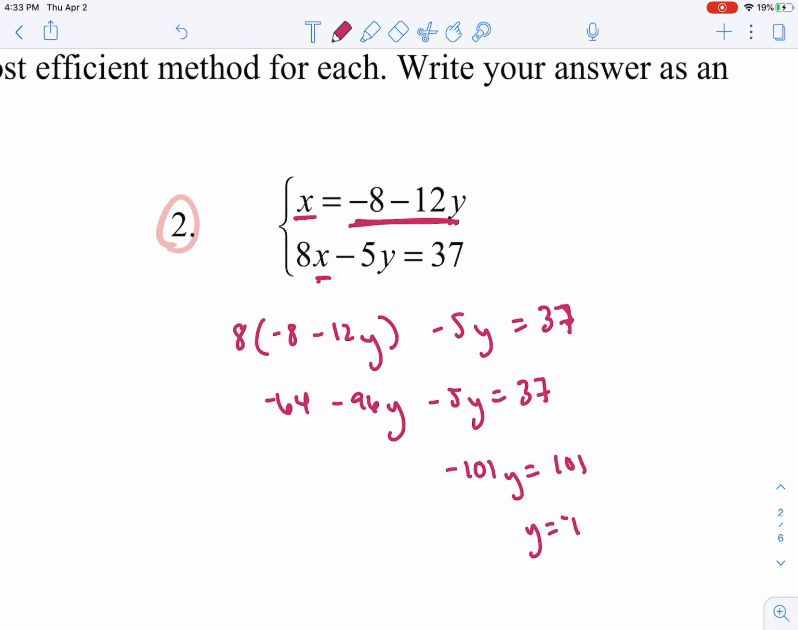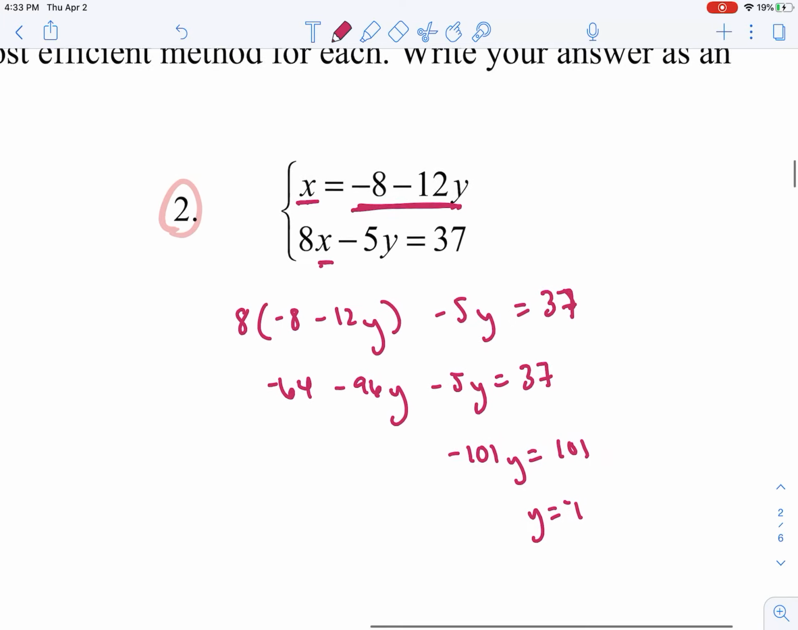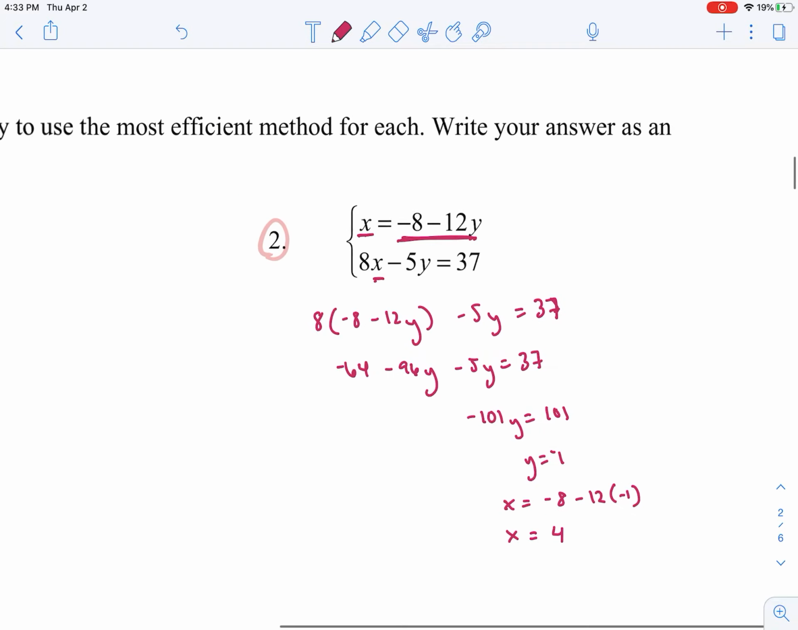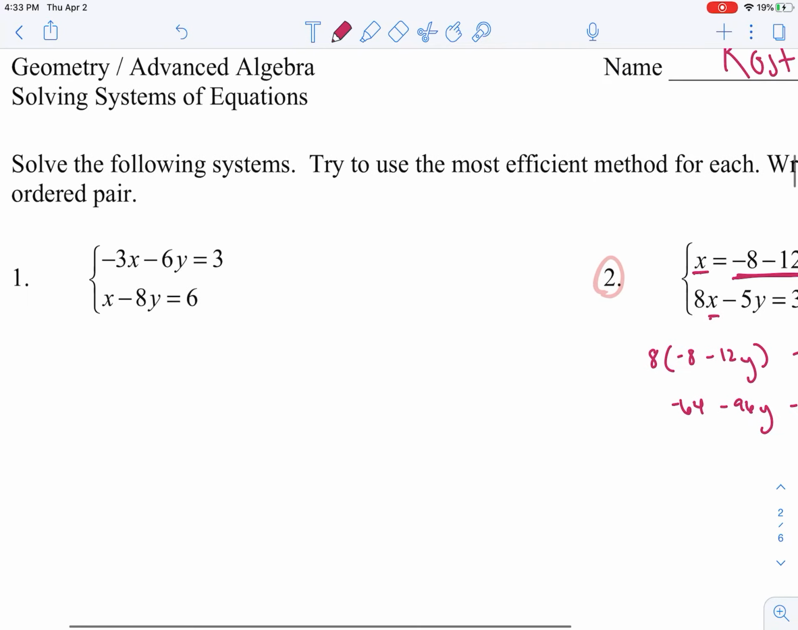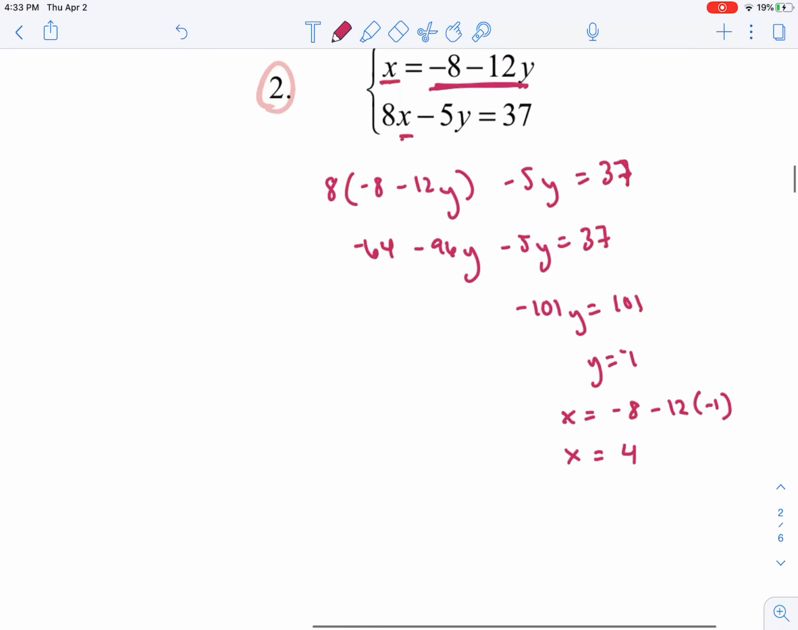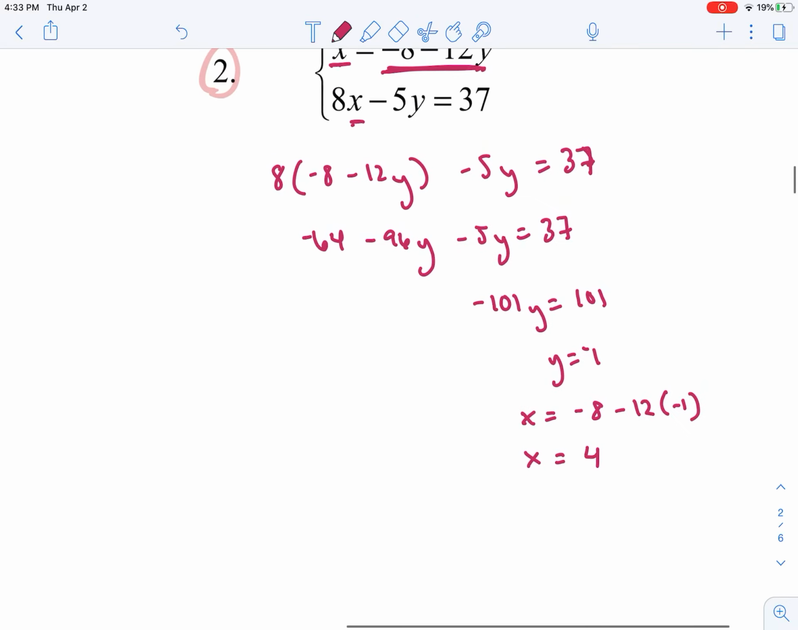Why I get -1. After I do that, I can plug it into either equation, the top one or the bottom one. I'm going to plug it in the top one. And I'll get x is 4. It often says write your answer as an ordered pair. It does say that here, so I'm going to write that as an ordered pair. These are 2 equations. They intersect, and they intersect at the point (4, -1).